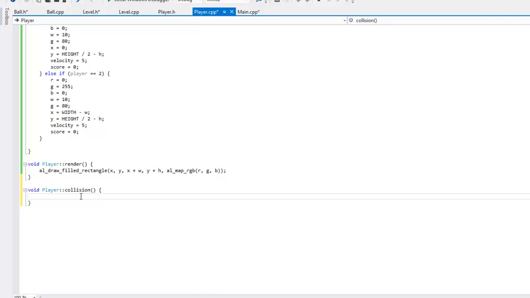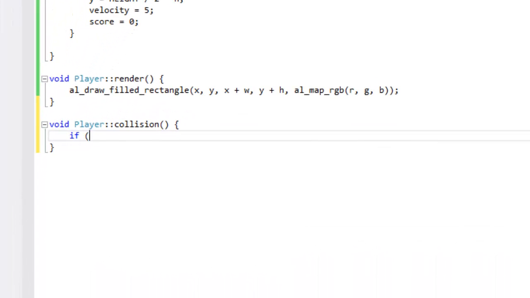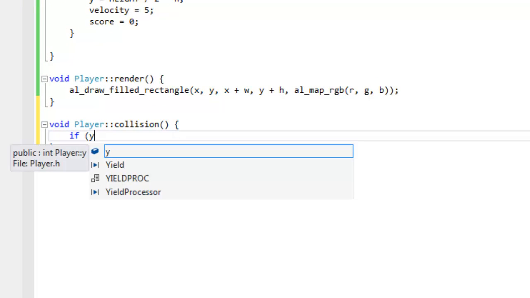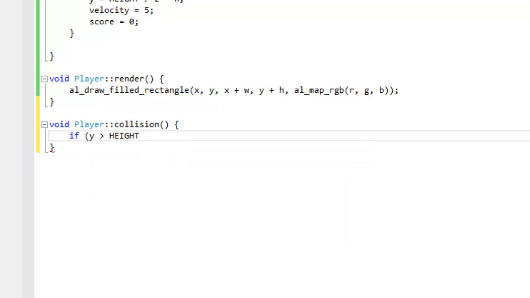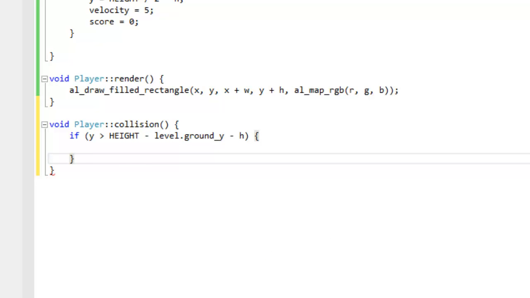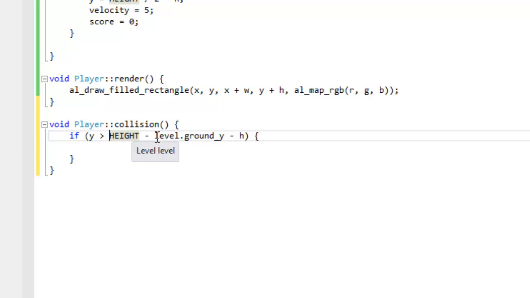Cool. So, for collision, we need to test this. If y, which is up and down, is greater than the height of the entire screen, the height minus level.ground, so that's essentially just saying if it's greater than the ground, then we're going to set it equal to that. So that way it doesn't go past it.